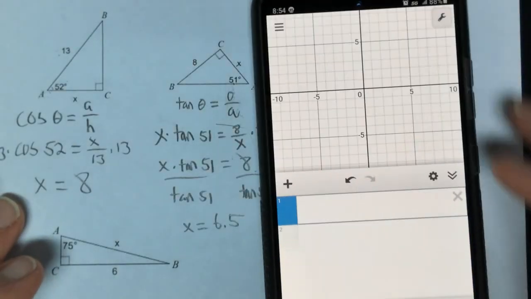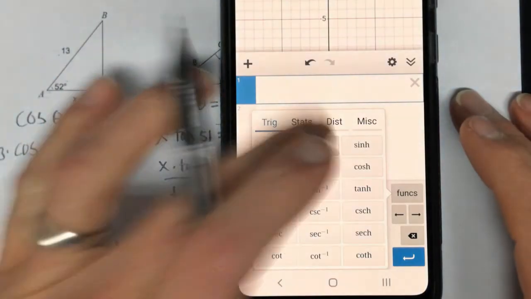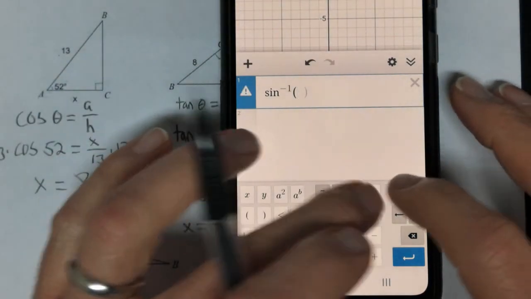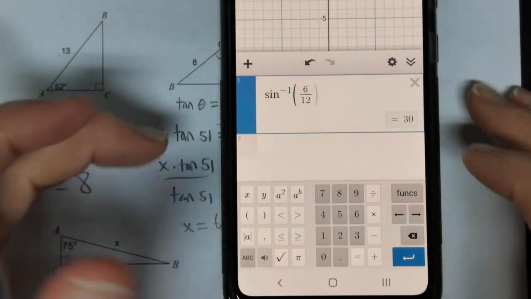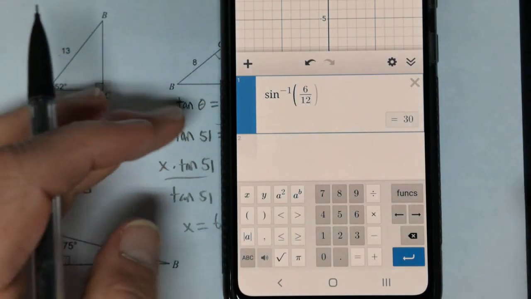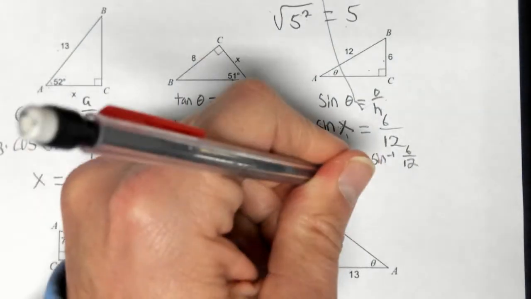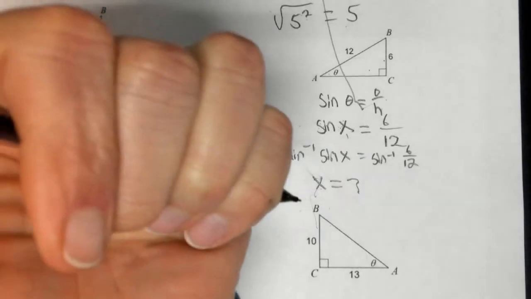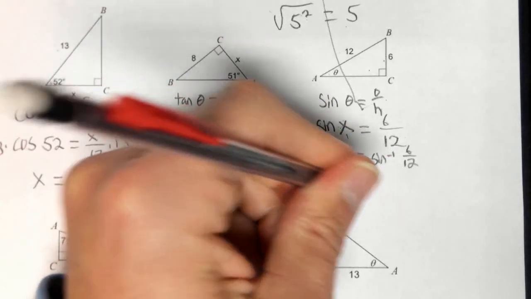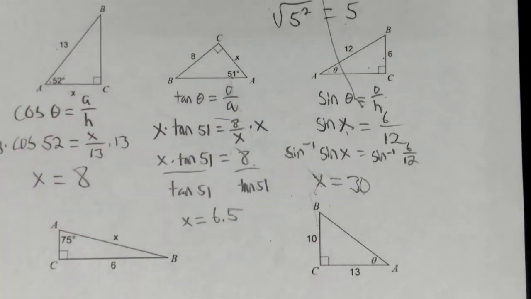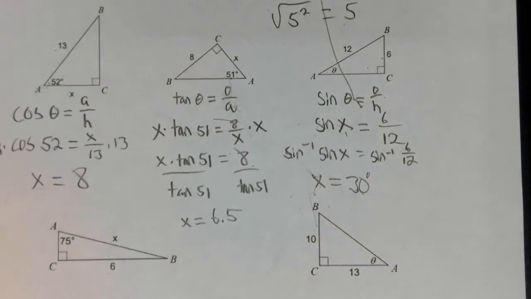So again, I'm going back to my functions in Desmos, and I need the inverse sine of 6 over 12. If you want to write that as 1/2, you could, and we can see that our angle now is 30 degrees. All right, so 30 degrees is our angle theta in this case. Okay? All right, let's see what else we got.